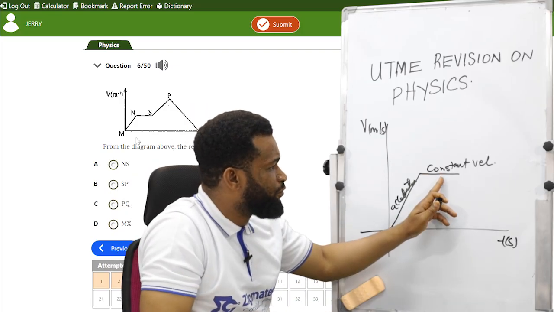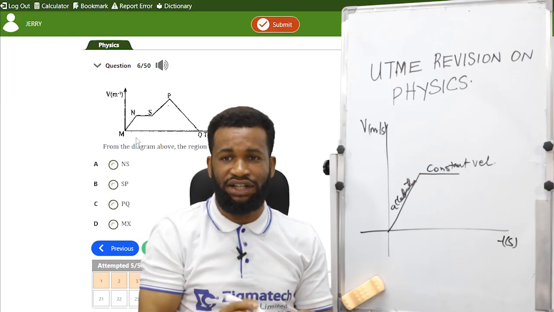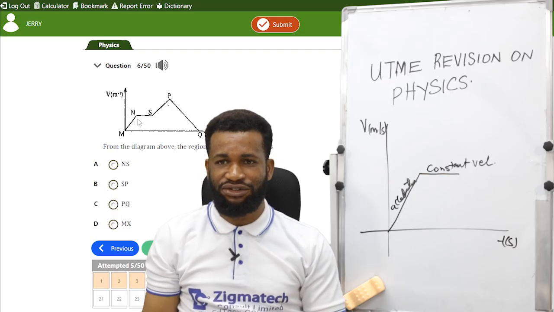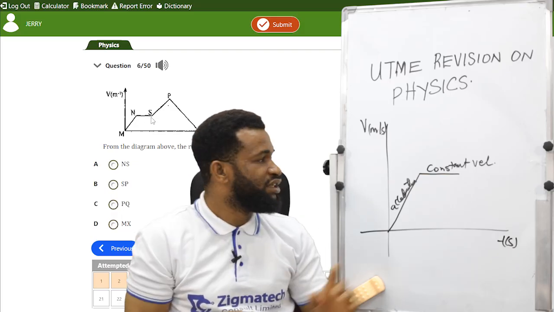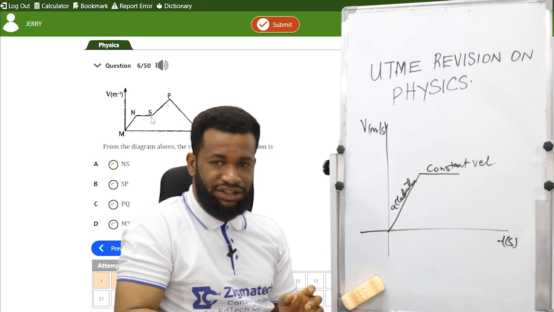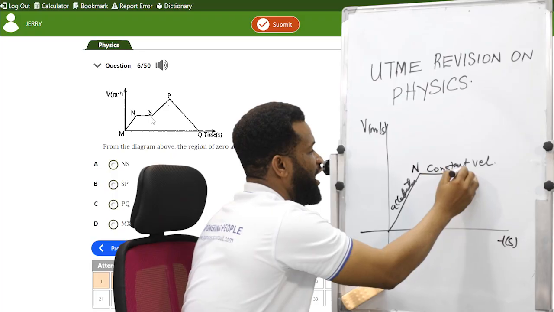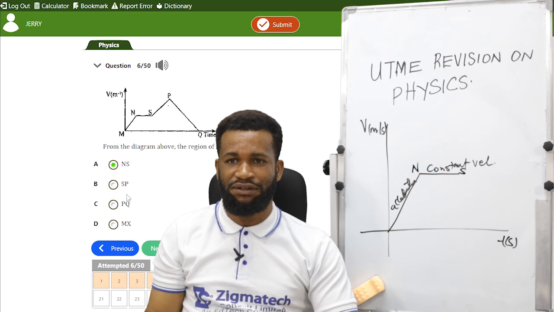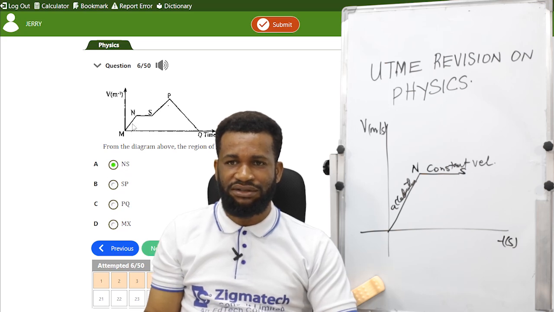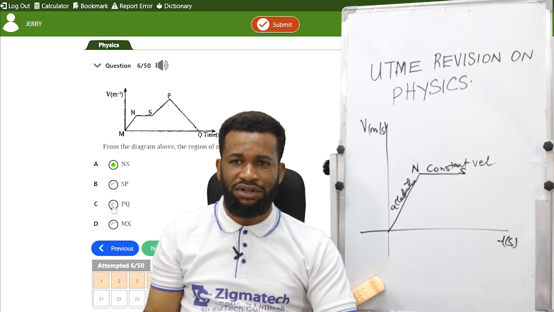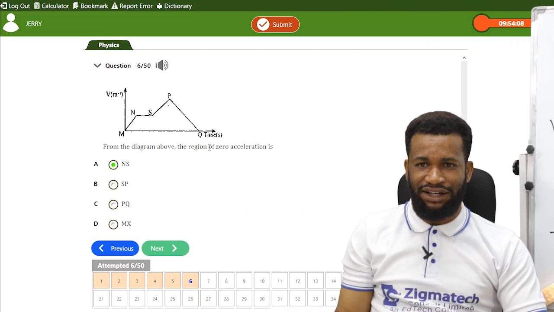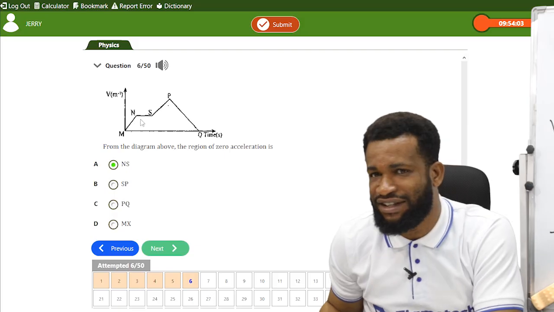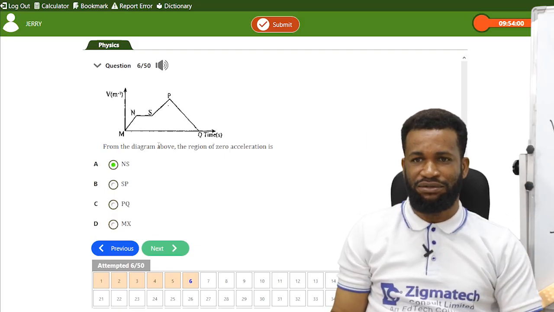So whenever a velocity is constant, we say that there is no acceleration. So for us to find a point where there is zero acceleration, it should be from n to s, because at that point the body is at constant velocity, and constant velocity simply means zero acceleration. When we talk about sp, that is acceleration, pq is deceleration, and there is no mx there. So the option is ns, which is zero acceleration.